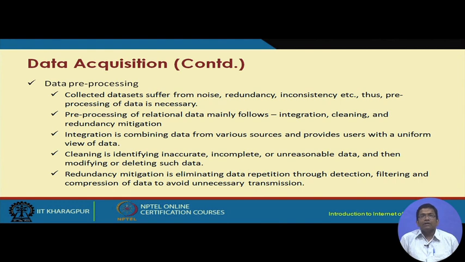The pre-processing of the relational data mainly follows integration, cleaning and redundancy mitigation. Integration is combining the data from various sources and providing users with a uniform view of the data. Cleaning of the data is required in order to remove inaccuracies, incompleteness and unreasonable characteristics of the data, and then either modifying the data to remove these problems or deleting this data altogether.